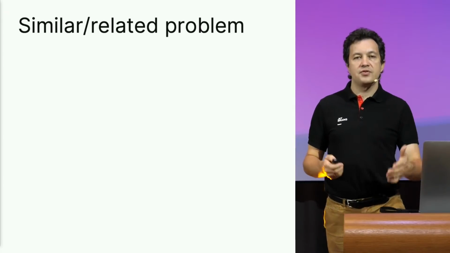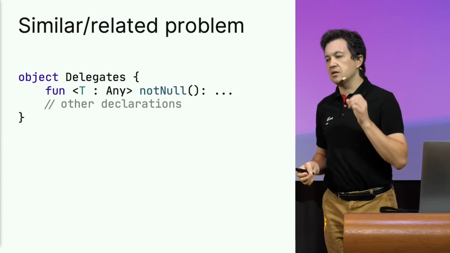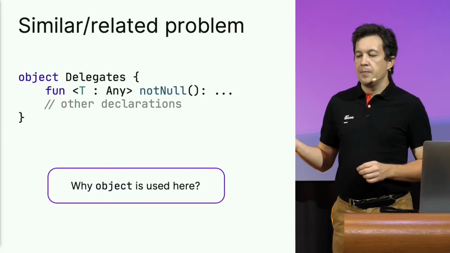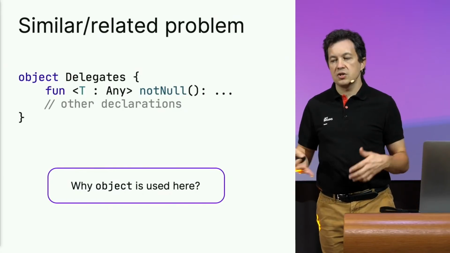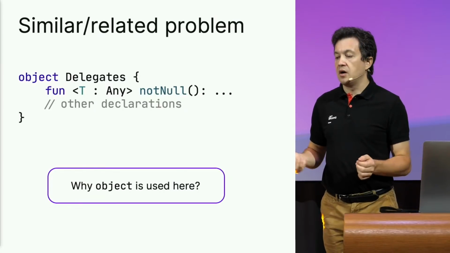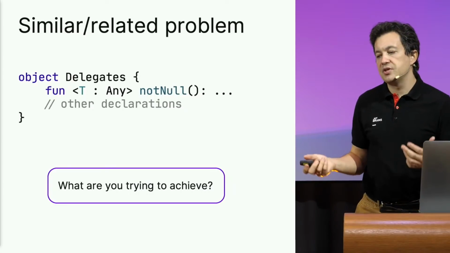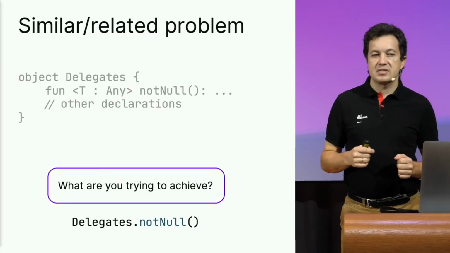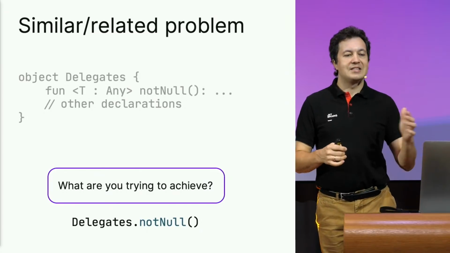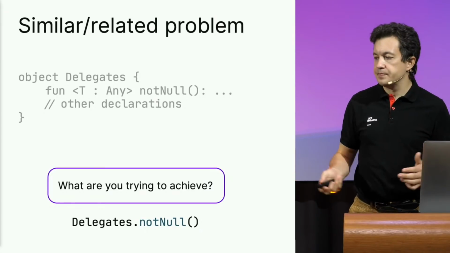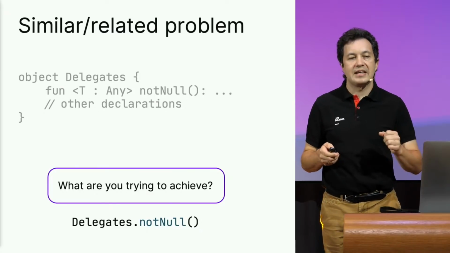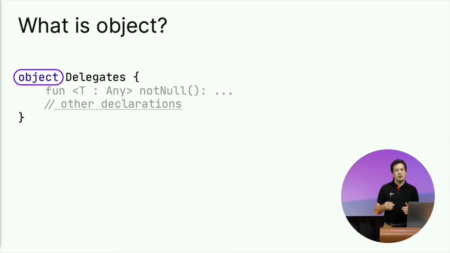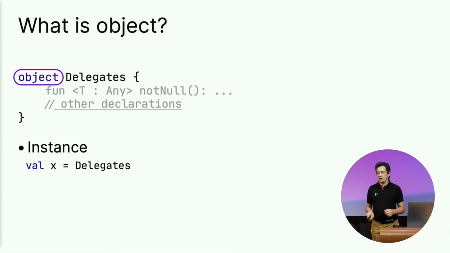And in this particular case, we don't have to look far. Let's take a look at the standard library. The standard library has this declaration. It declares object Delegates with a notNull function. And we can ask why it's declared as an object, why it's not just a top level notNull function. Or the same question, what are you trying to achieve? What were the standard library designers writing this code trying to achieve? They were trying to achieve this kind of use-side syntax. They wanted on use sites to read Delegates.notNull. That was the intent of this code. You see, it's very similar to this question about statically accessible extensions. But the designers of the standard library had to use an object to reach this goal. Well, what is an object in Kotlin? An object in Kotlin creates an instance.